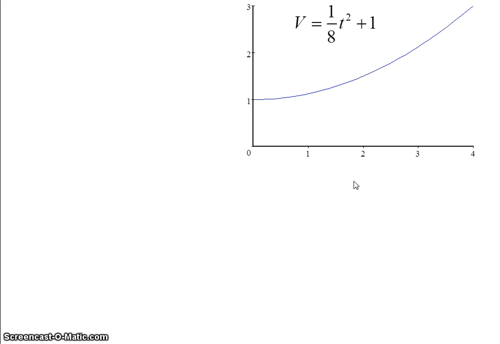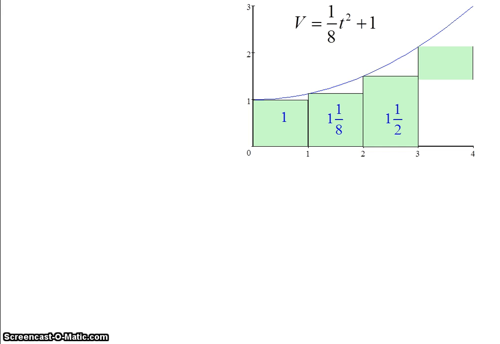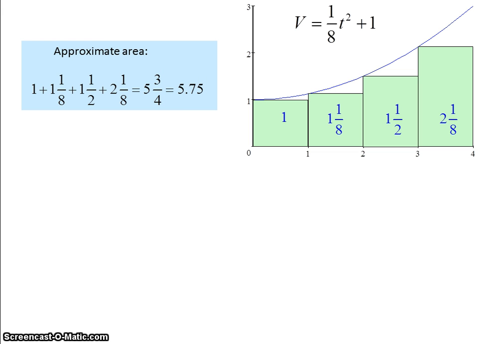So that's what we're looking at here today. We're just reviewing that. Let's say we have this curve, v equals 1/8 t squared plus 1, and I want to find the area underneath it. I could approximate it by making a bunch of rectangles underneath and adding up those areas, and I get approximately 5.75.